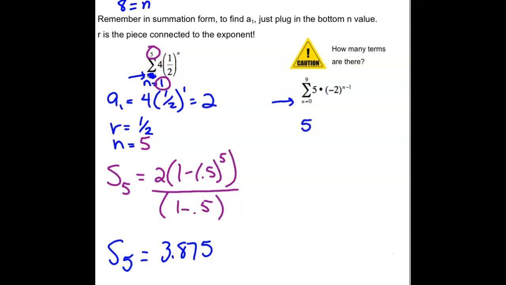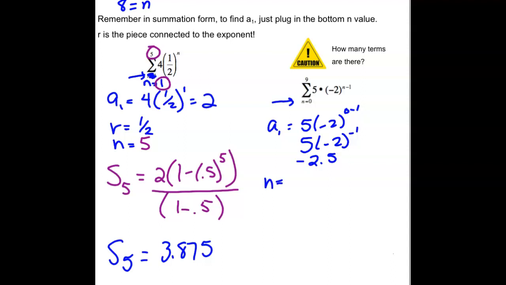So 5 times -2 to the 0 minus 1. Our first term in our list, 5 times -2 to the -1 power, which means we're flipping that over. It's really -1/2. -1/2 times 5 would be -2.5. That's the first number in my list.